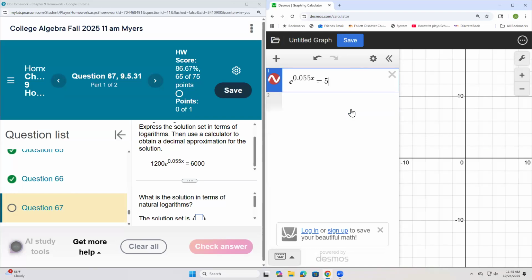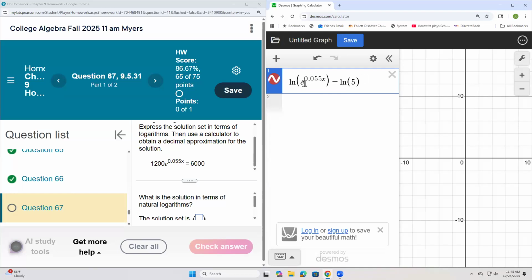So does everybody see how I got that equation? By dividing by 1200. Now I'm going to apply an ln to both sides of it. So ln of that and ln of the right. Whoops, I forgot to push the arrow key to get down out of the power. There we go. ln of the right. Boom. Does everybody see how I got that? Apply an ln to both sides.